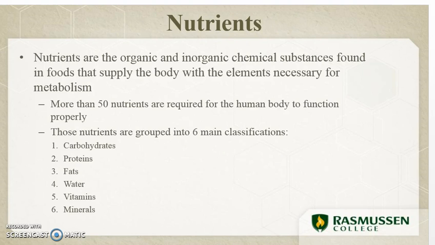So now that we have an understanding of what nutrition is and those involved in the care team, let's discuss the nutrients that the body needs. Nutrients are organic or inorganic substances found in food that supply our body with elements necessary for metabolism. More than 50 nutrients are required for the human body to function, but they can be broken down into 6 main classification groups. Those are carbohydrates, proteins, fat, water, vitamins, and minerals. Let's take a look at each of those more in depth.